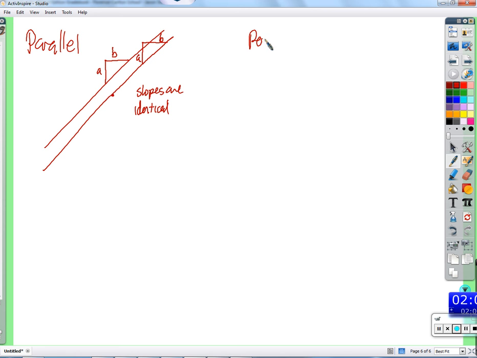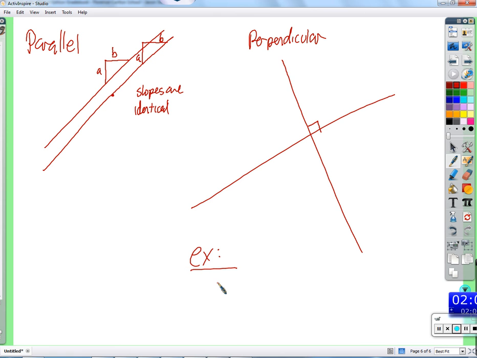What does perpendicular mean? Cross at a 90 degree angle. There you go. So there's two lines that are perpendicular. I'm going to kind of spoil this and tell you that two perpendicular lines, as Justin said, have opposite, reciprocal slopes. So one's positive, the other's negative. One's 3/4, the other's negative 4/3. Okay? So for example, if you got a slope of 3/4, then the perpendicular line is m equals negative 4/3.